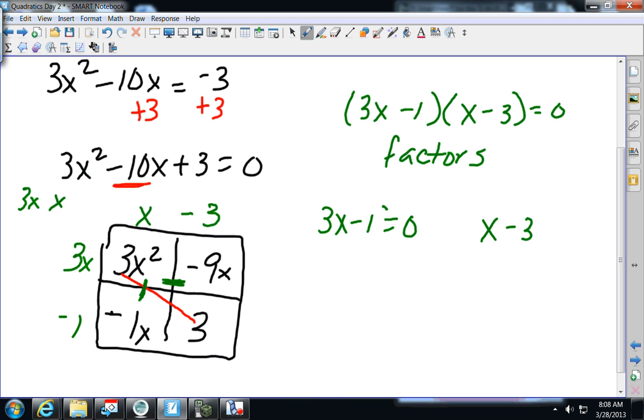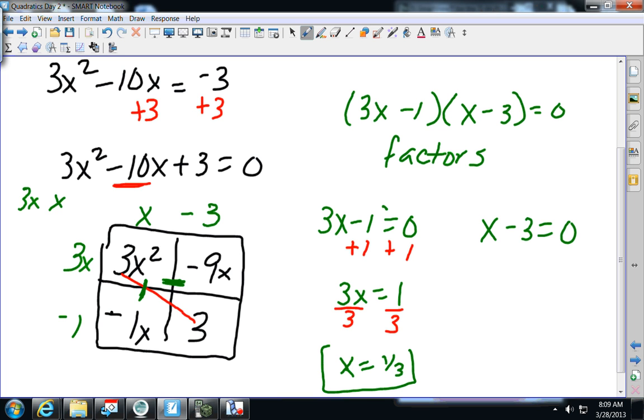X minus 3 and set it equal to 0. Add 1 to each side. I get 3x equals 1. Divide by 3. X equals 1/3. That's one of your solutions, one of your zeros. That's where it crosses the x-axis. Then I add 3 to each side. X equals 3. That's the other one.